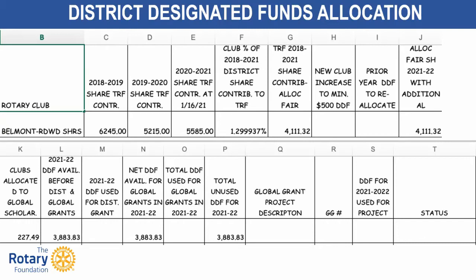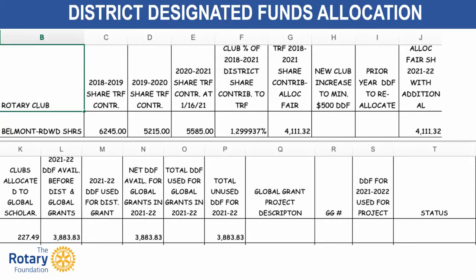So then column P again is another subtraction of column O from column N. Of course, since nothing's been allocated so far, and it can't be until July 1st, then all these are the same number going across. Column Q is a description of the global grant, or could be Polio Plus or one of the other funds. If it is a global grant, the global grant number goes in column R. Column S is the amount that is used for that particular global grant project, and the column T status is normally list of the lead club for the project, either in our district or somewhere else.